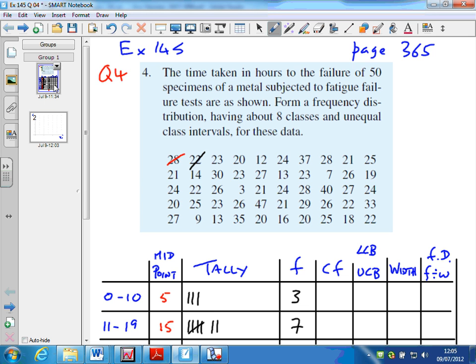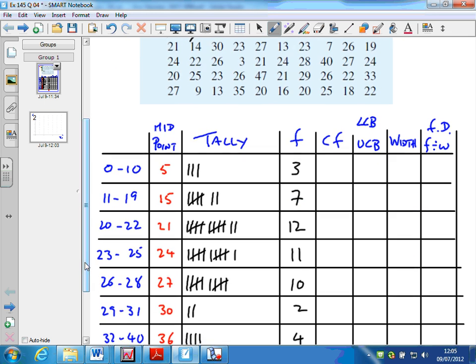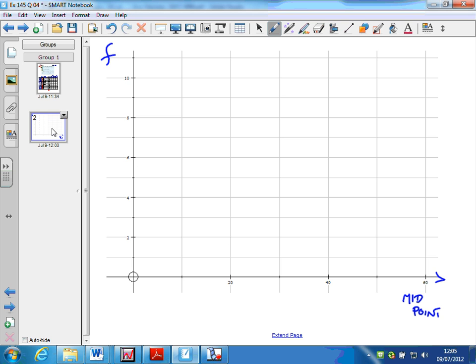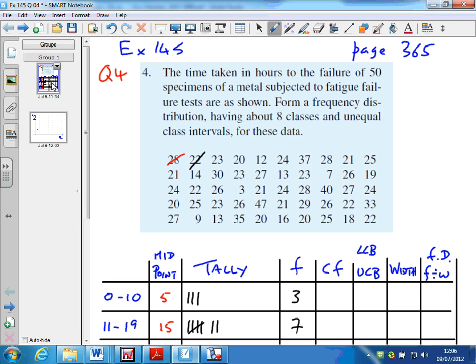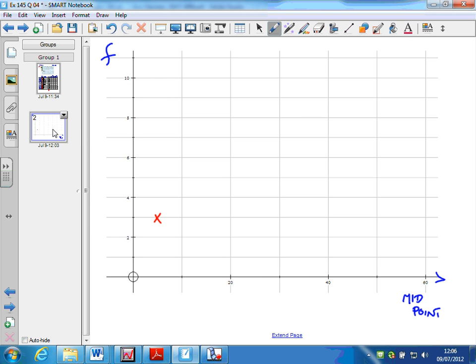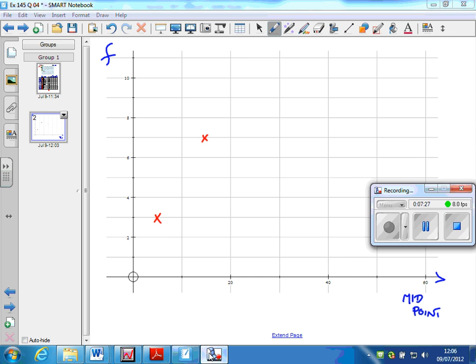So if we go back to the table, the first value I had, a frequency of 3, midpoint 5. So a frequency of 3 at midpoint 5, so 5 will be here, about here somewhere. So the first data point. And then go back, next data point: midpoint 15, frequency 7. Here. And so on. Carry on, put the data points on.